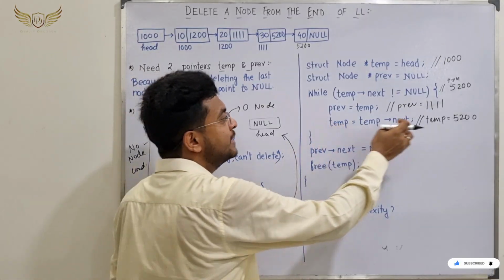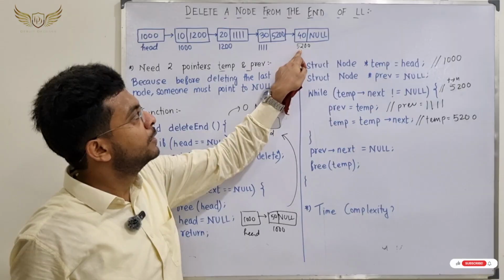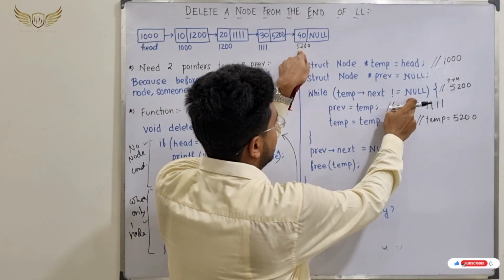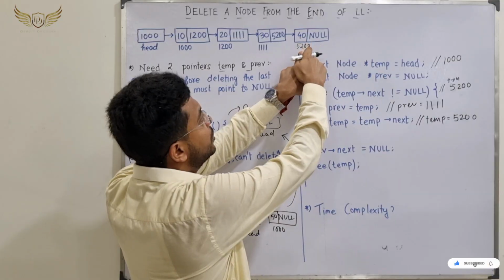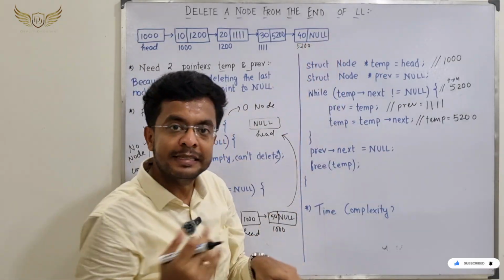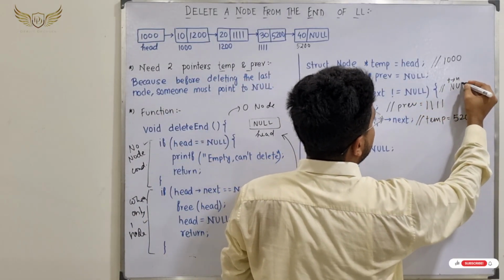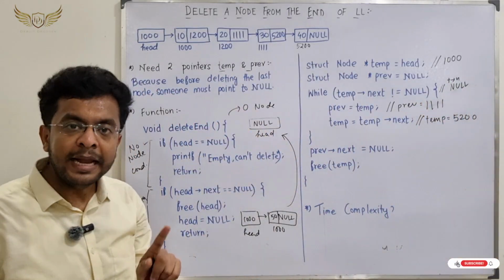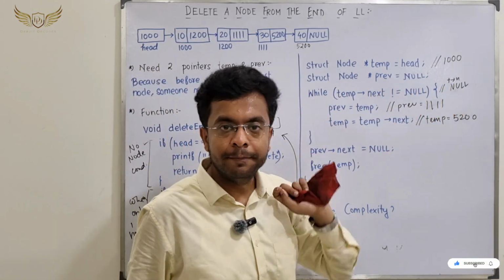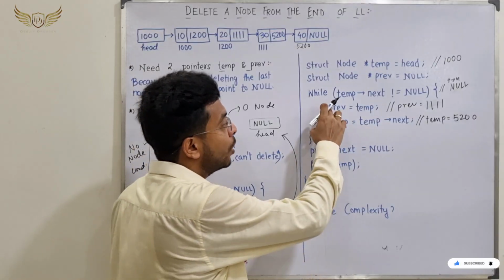Now the value of temp is 5200, right? So it will be trying to check temp->next != NULL. So what is temp->next? Go to 5200 location and see the next part. So it is null. So this particular temp->next becomes null. Right? So whenever it becomes null, this particular while loop doesn't satisfy anymore. So what will happen? This will not go inside.